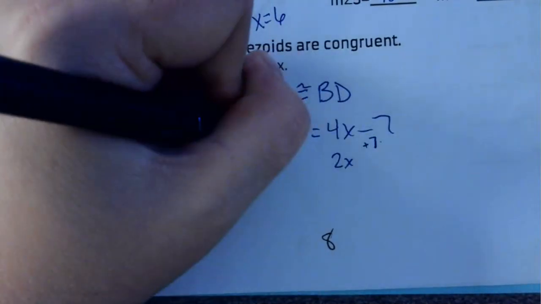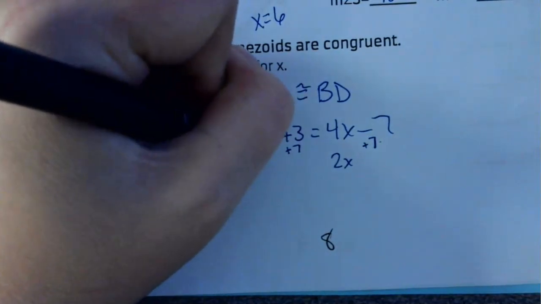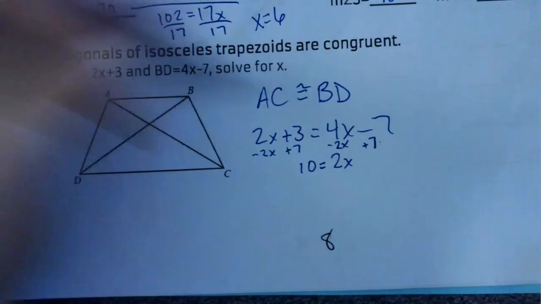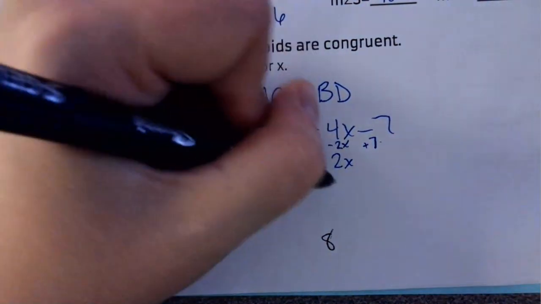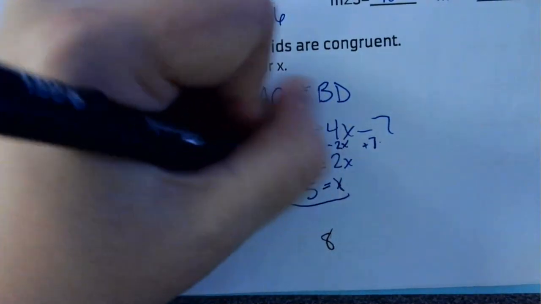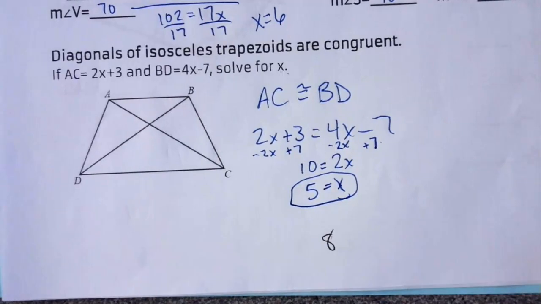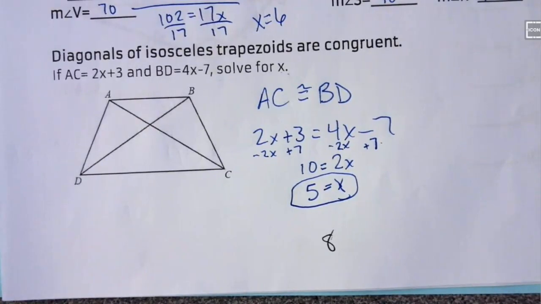So this becomes 2x. We'll add 7. So we'll do both things. We'll subtract 2x and we'll add 7. So 10 is going to equal 2x and x is 5. But yeah, just make sure this one just says to solve for x. Pay attention to what the question's asking and make sure you don't need to plug it back in to solve for one of the diagonals.